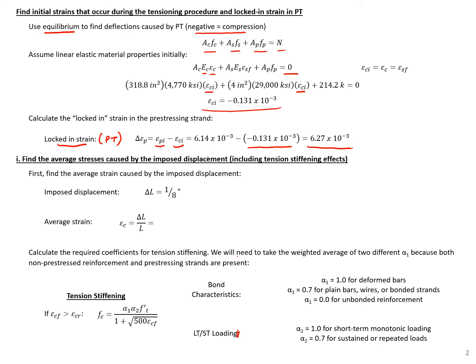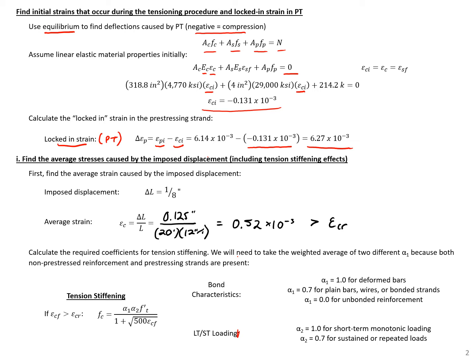Next, we can find the average stresses caused by the imposed displacement, including the tension stiffening effect. The first thing that we need to do is find our average strain. So our average strain is just our 1/8 inch, so 0.125 inches, divided by the overall length of our column. We have a 20-foot column times 12 inches per foot, which will give us a strain here of 0.52 times 10 to the negative third. So this is greater than our cracking strain, which we found on the previous slide. So we know that our concrete is cracked.